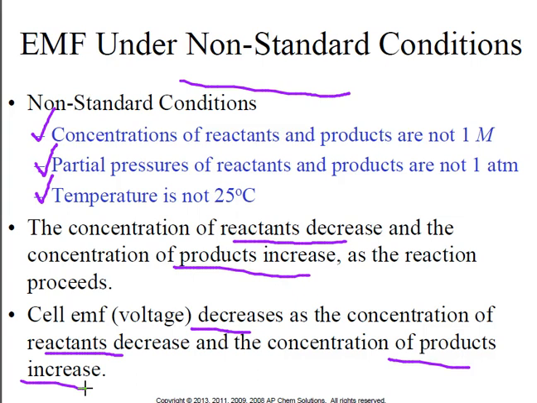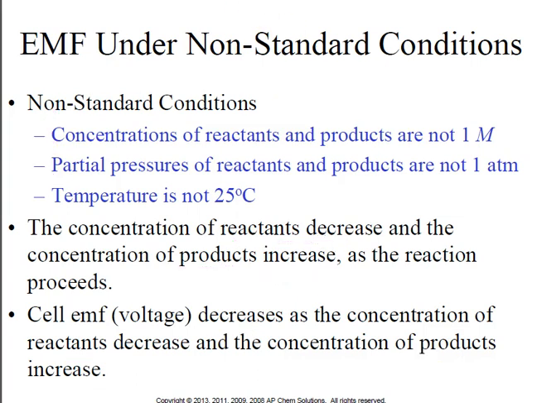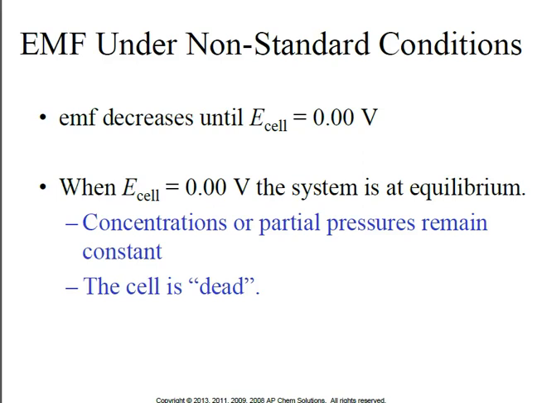Now, the opposite of that would be if you added more reactants to the system, of course, that would make your voltage go up. Right? So the voltage that we calculate is just at standard, but that quickly changes when our cell runs, or if we just add some more, so we don't have 1 molarity anymore.